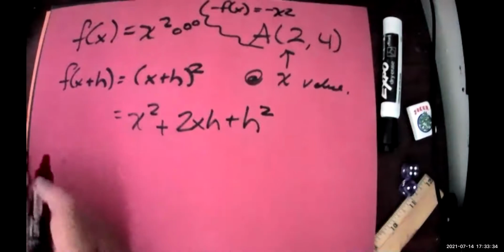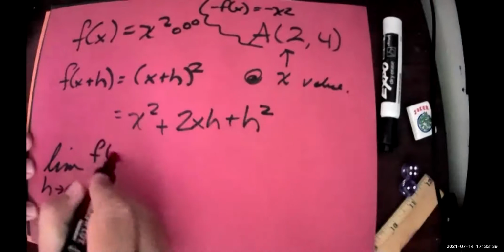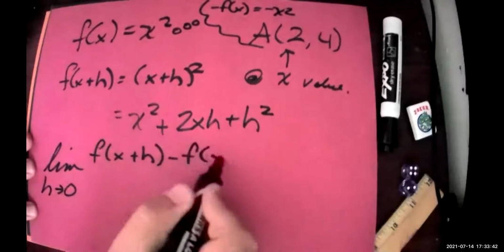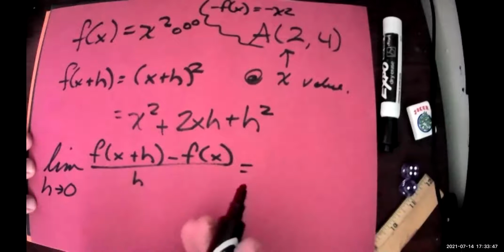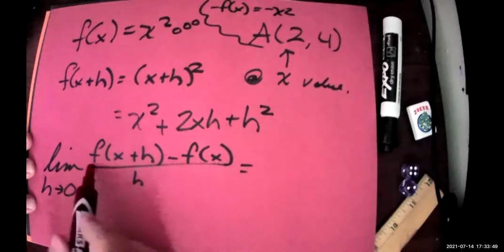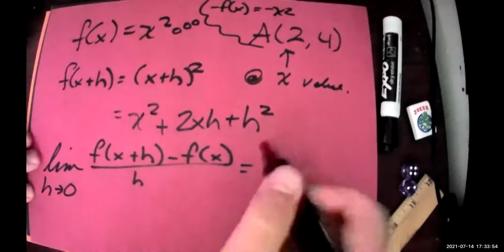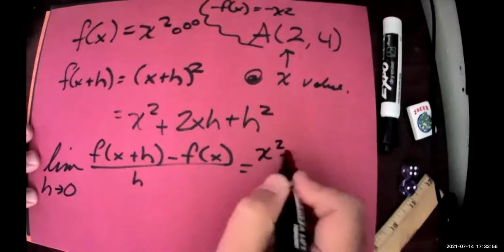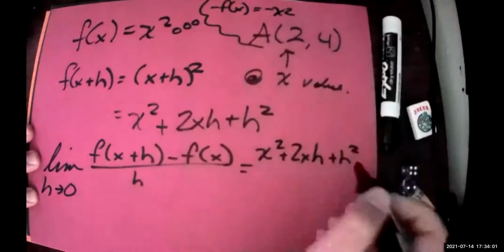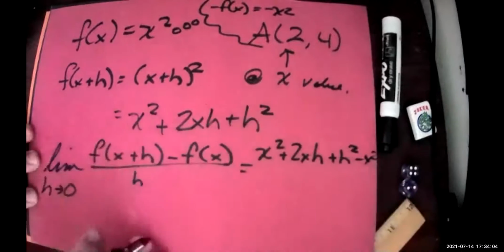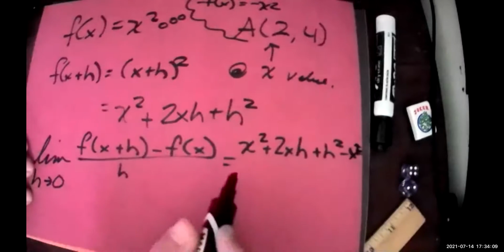So if we try to figure out the derivative here, it's the limit as h approaches 0 of f of x plus h minus f of x all over h. And that's going to be this expression, which I have right here, minus f of x, which is just minus x squared. So that you can see that, minus x squared, all over h.